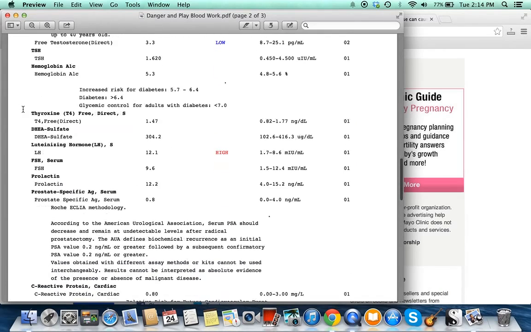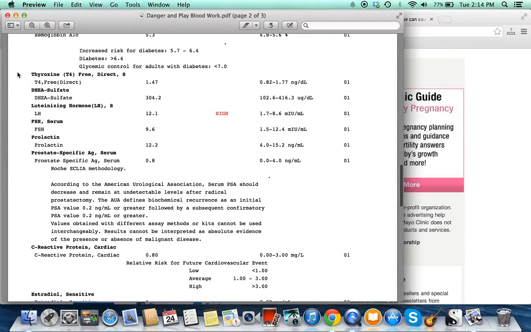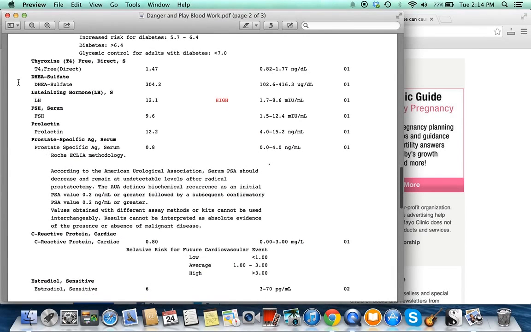We already talked about testosterone, that's old news. TSH is thyroid-stimulating hormone, 1.62, so I'm not high, I'm not low, I'm just sort of blah, but we're good. T4, 1.47, I'm near the high end of the range. T4 signals your body to produce thyroid, it's a thyroid hormone.